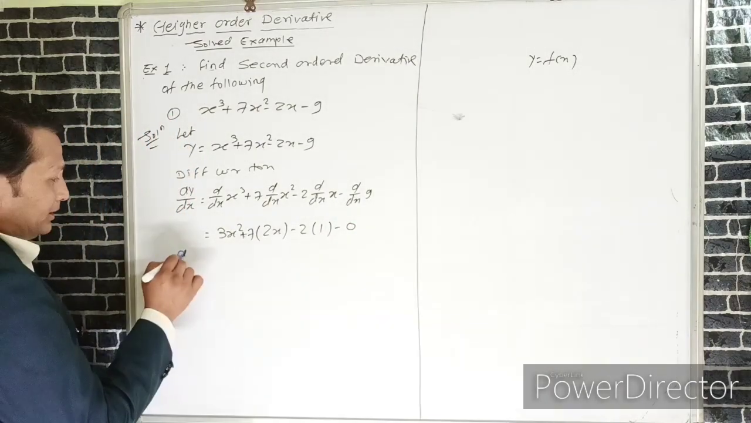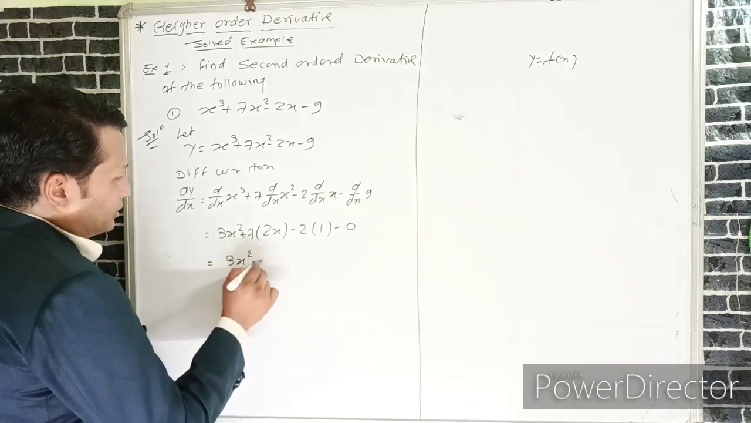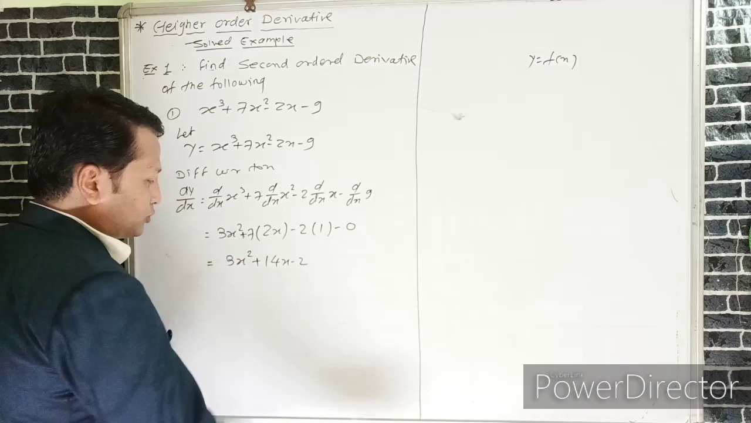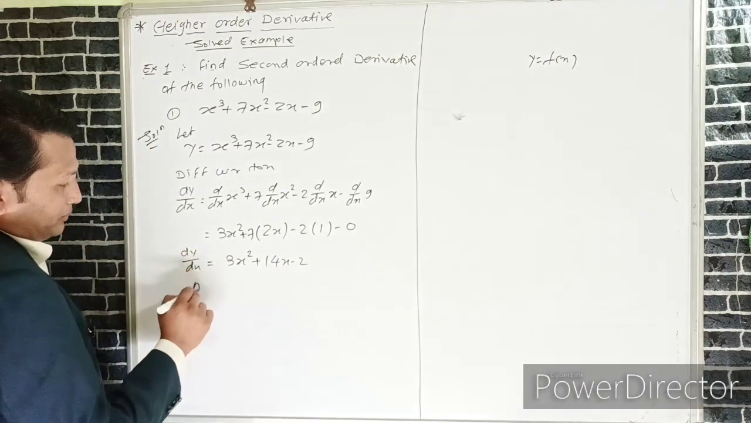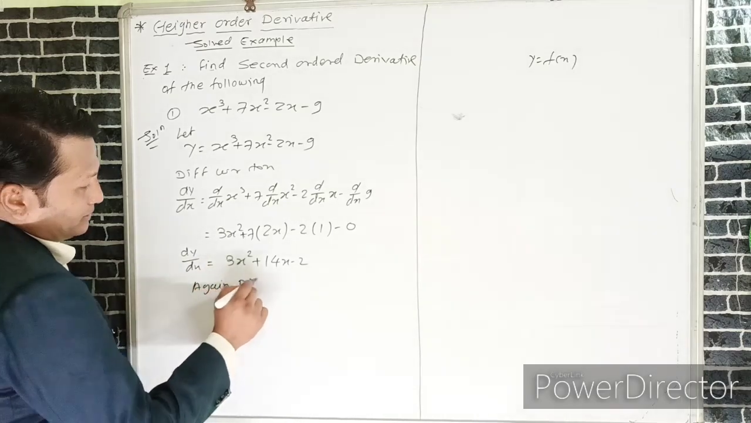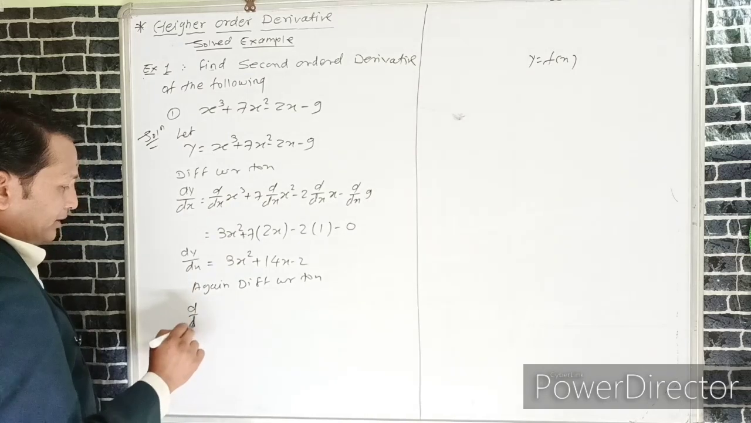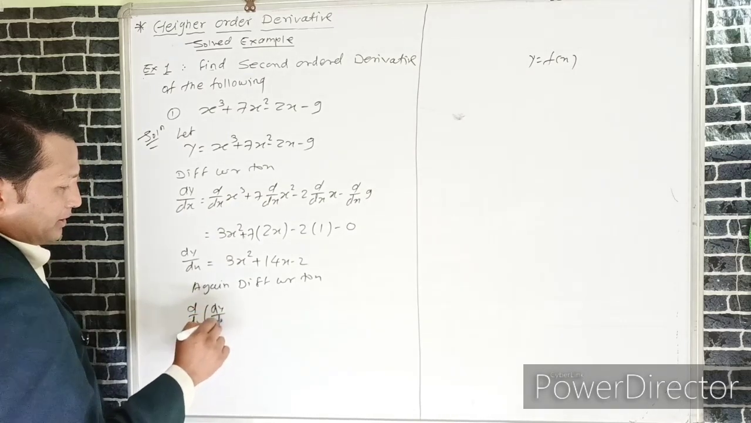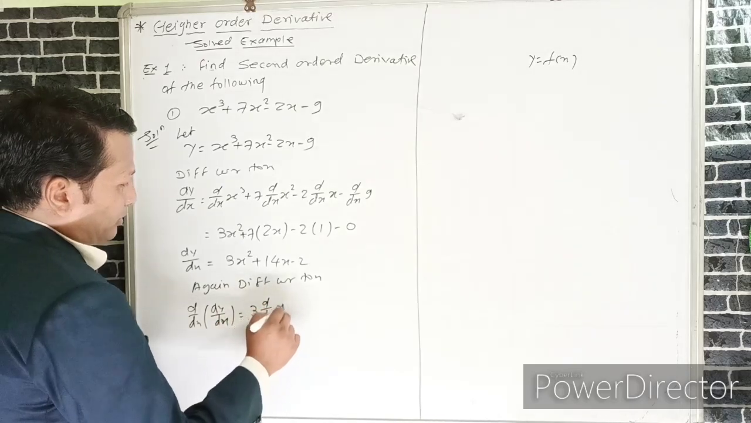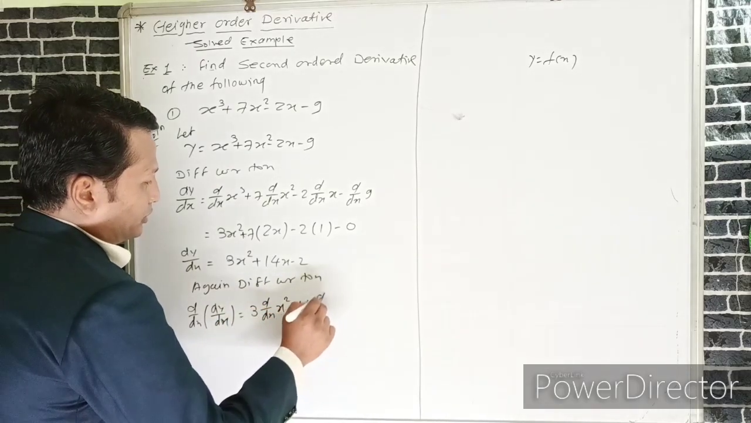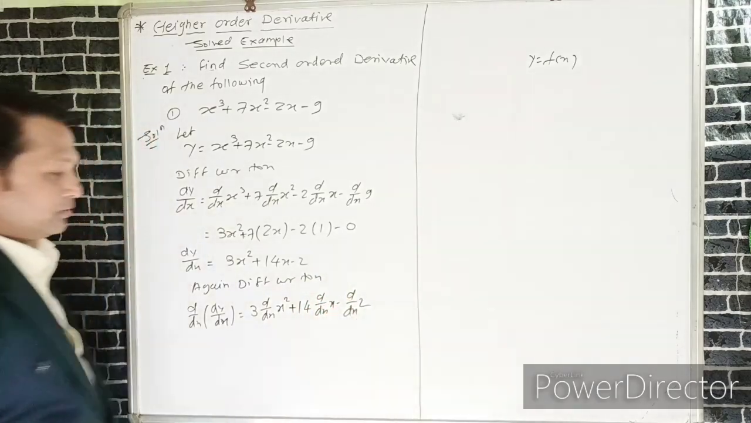Hence we can write dy upon dx is equal to 3x square plus 14x minus 2. If we again differentiate with respect to x, then we can write the derivative of dy upon dx is equal to 3, a constant, times the derivative of x square, 14 is constant times the derivative of x, minus again the derivative of 2.